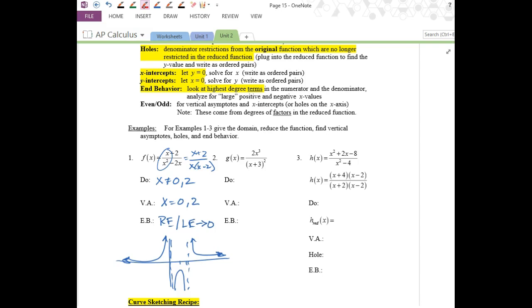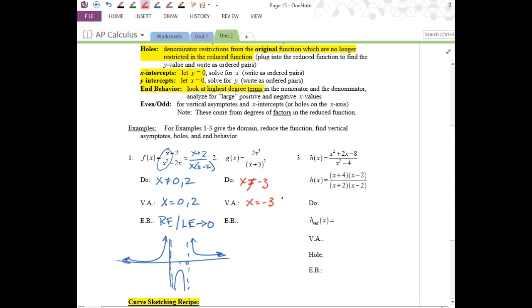Okay, first let's talk about the domain. What's the domain of number 2? What's the value that x cannot be? -3, so we're looking at the denominator. X cannot be -3. Vertical asymptote. Okay, there is one at -3.